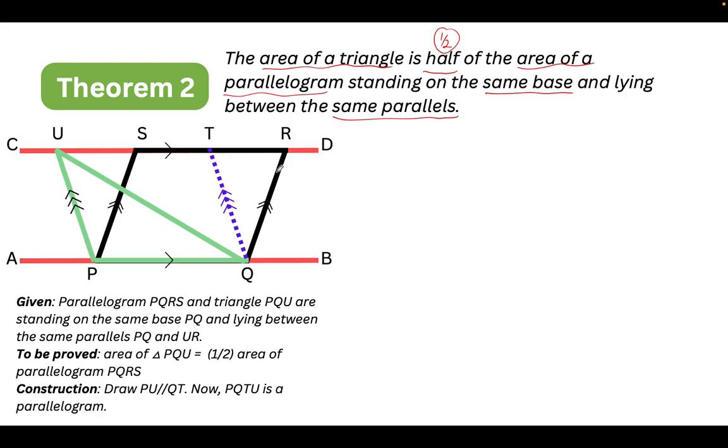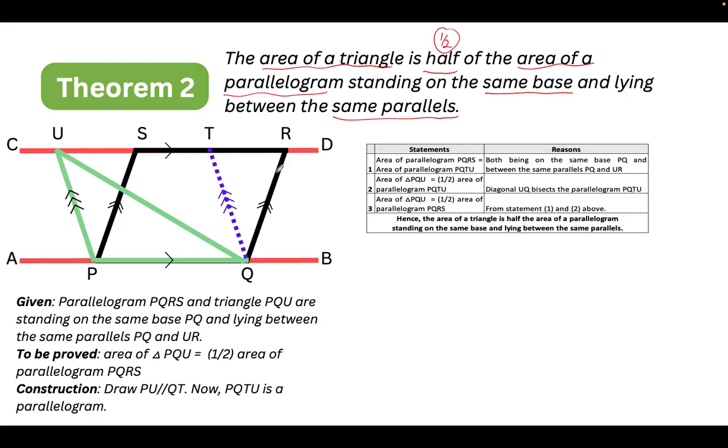Now we will prove that the area of the triangle is half the area of the parallelogram. So the first statement is that the area of parallelogram PQRS is equal to the area of parallelogram PQTU. Why? Because they are standing on the same base PQ and between the same parallel lines AB and CD. Okay. So the areas of these two parallelograms are equal. Okay. You visualize it in your mind. Okay. So these are two parallelograms.